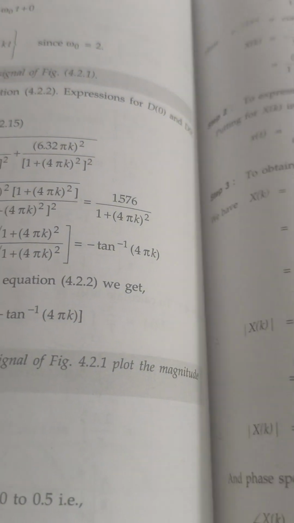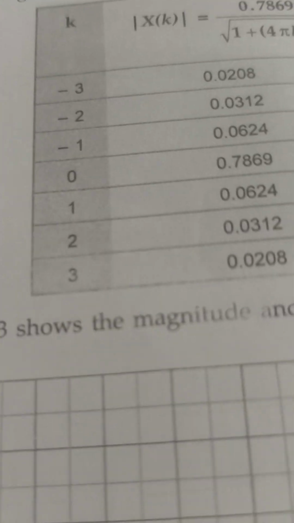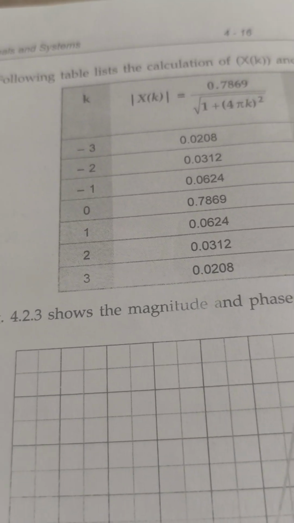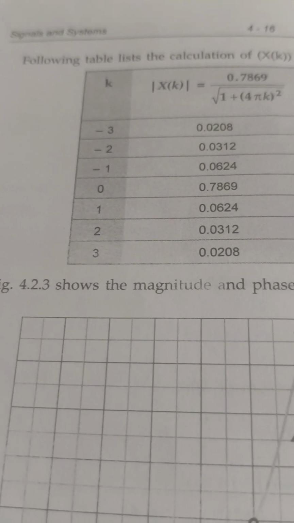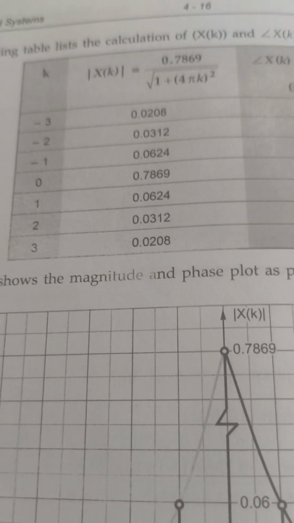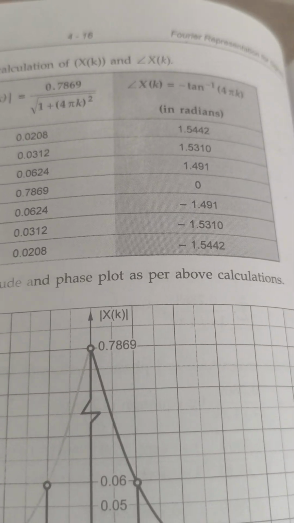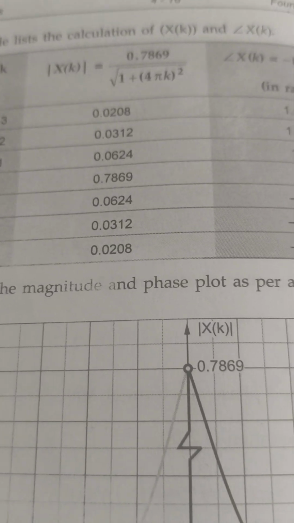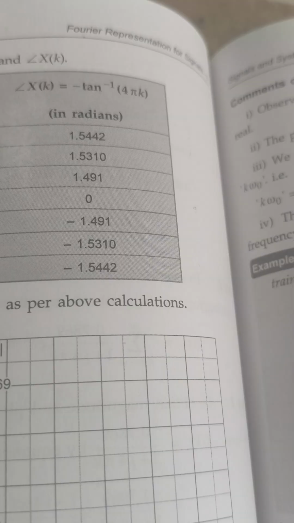Therefore, then we'll prepare a table. There we mention the values of magnitude. Here, the following table lists the calculation of magnitude of X[k] and angle of X[k]. Here we'll find the calculation of the magnitude. It is the values of the phase.